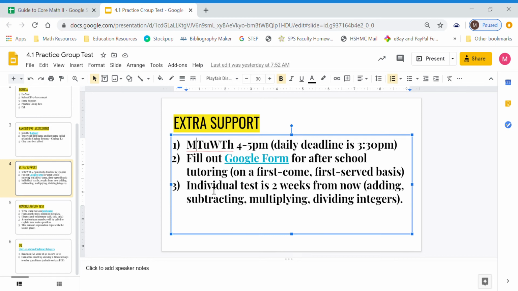Make sure you sign up early. Two weeks from now will be an individual test on adding, subtracting, multiplying, and dividing integers. Next week we focus on multiplying and dividing integers. Please make sure you're getting that help and preparing in advance before the individual test 2 weeks from now, which plays a major part of your grade.